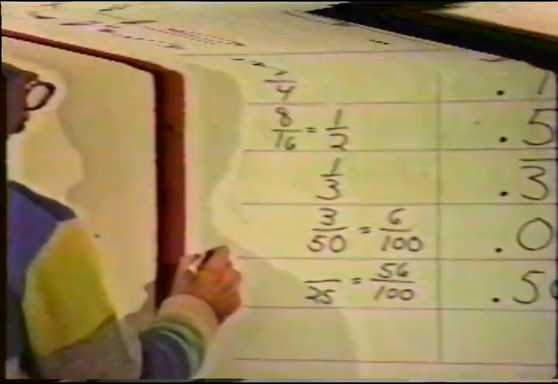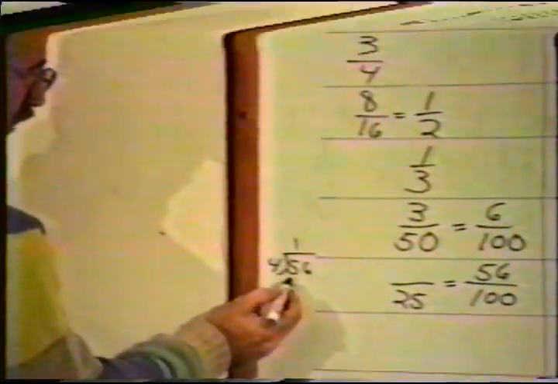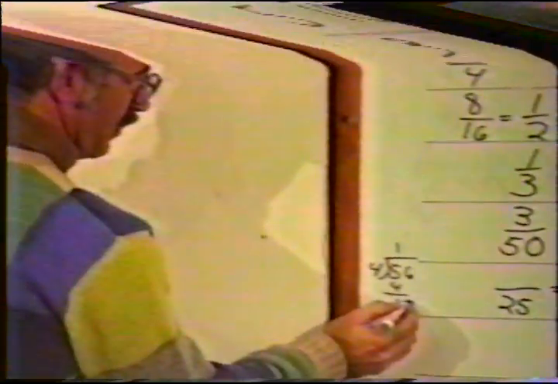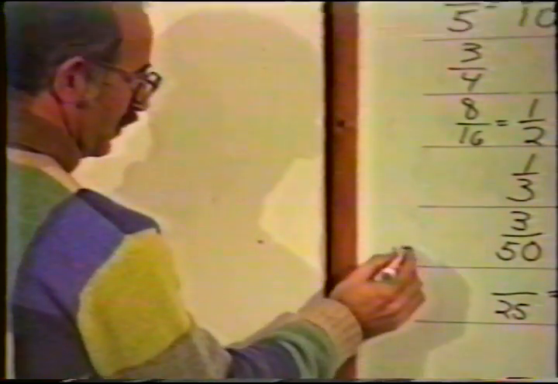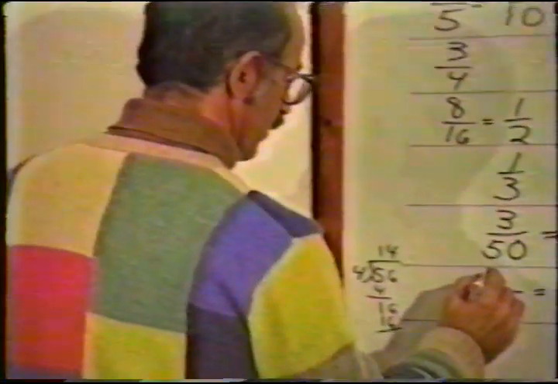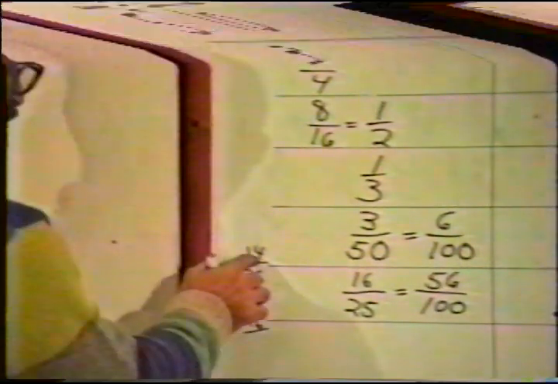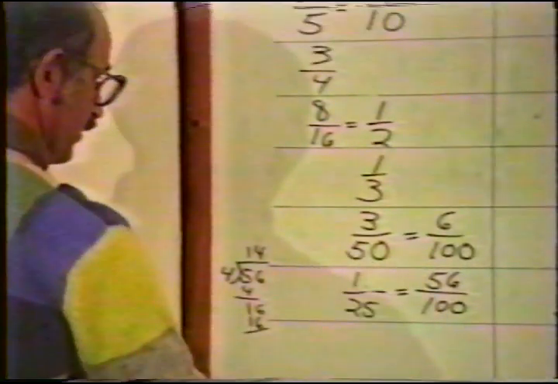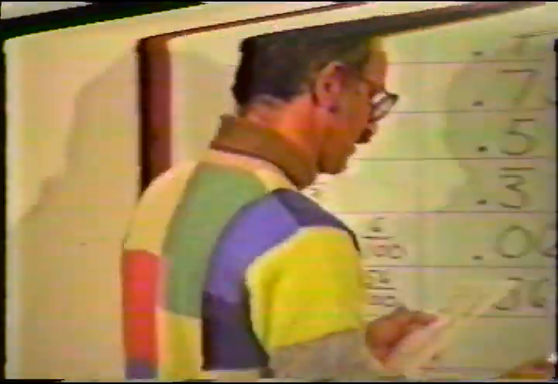4 into 56 will do right over here on the side. 4 into 5 goes 1. 1 times 4 is 4. Subtract and get 1. Bring down the 6. 4 into 16. It goes evenly 4 times. So we have 14 25ths. We'll just change that. 14 25ths.